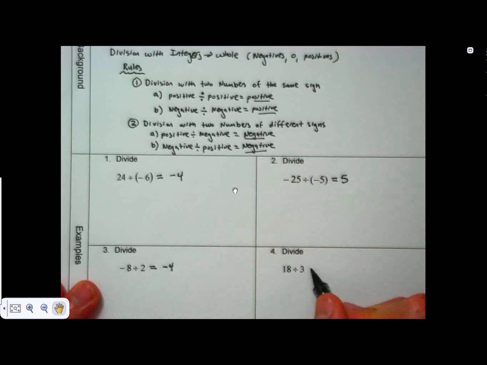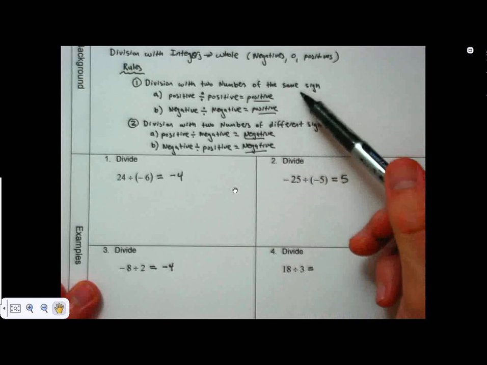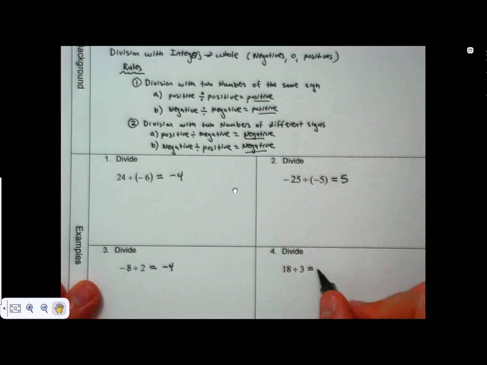And then finally, the last one, we've got positive 18 divided by positive 3. Signs are the same. That falls under rule number 1. So I know my answer is going to be positive.